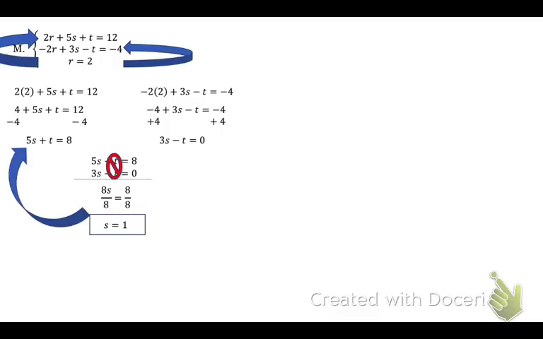Now we're going to plug that back in up here. So you have 5 times 1 plus t equals 8. So 5 plus t equals 8, minus the 5, t equals 3. Then we just have to write this as an ordered pair in alphabetical order. So that's going to be 2, 1, 3. Because r, s, t.